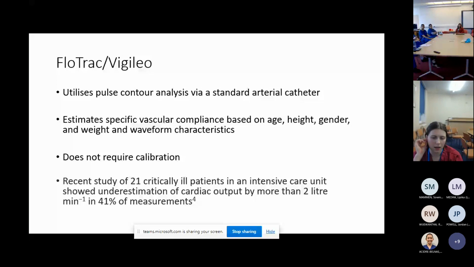But it might be useful in measuring the change in cardiac output, so giving a treatment and then seeing whether it increases or decreases after you give that treatment.